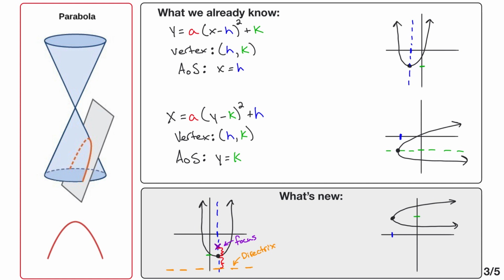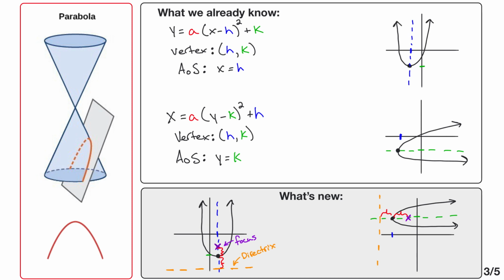The big key difference here is that now we have an axis of symmetry that is horizontal, because the parabola is horizontal. And what that means is that the focus is going to be left or right of the vertex, and the directrix is no longer going to be a horizontal dotted line, it's going to be a vertical dotted line. And this distance, of course, is equal to this distance. That is called the focal length.